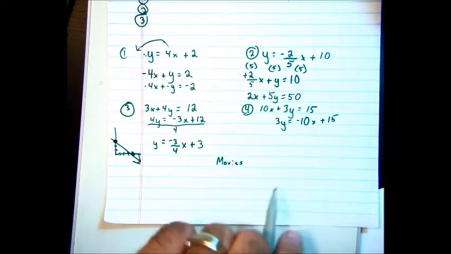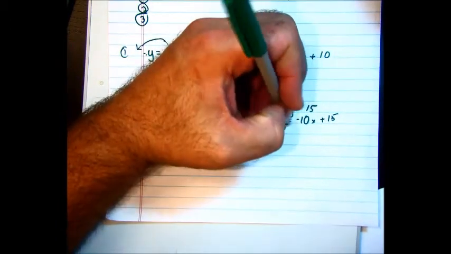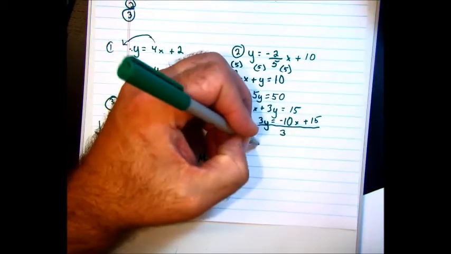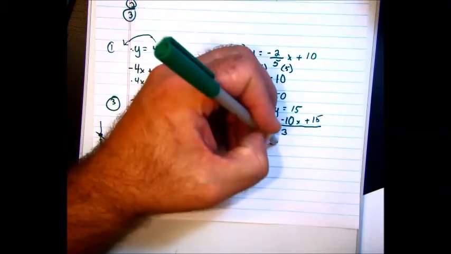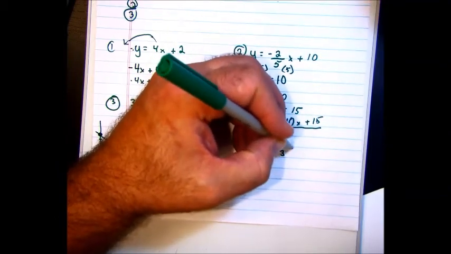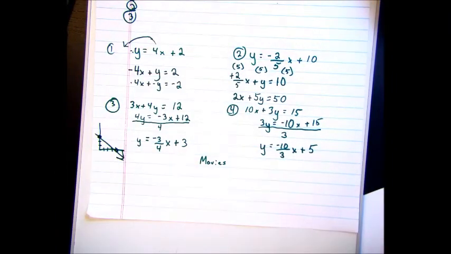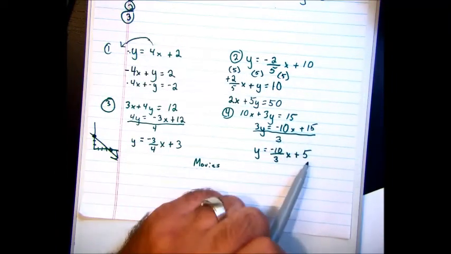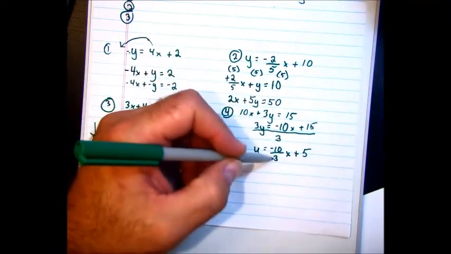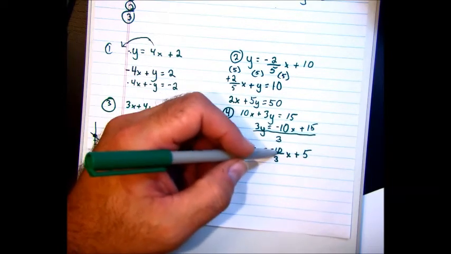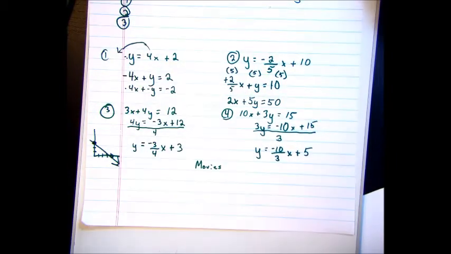What do I have to do to the whole problem now? Divide by 3. And I get y equals negative 10 over 3x plus 5, because 15 divided by 3 is that. I leave this as a fraction unless it goes in evenly, or I might have to reduce it. Other than that, it stays like that. And now we have it in slope-intercept form.